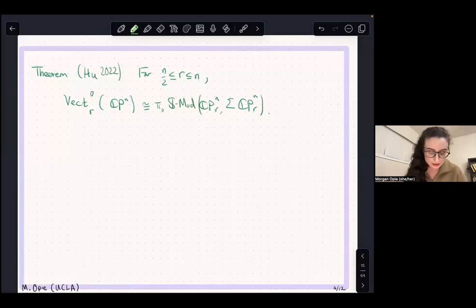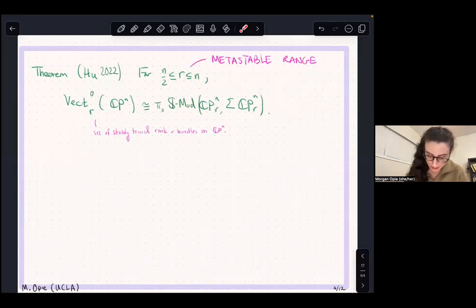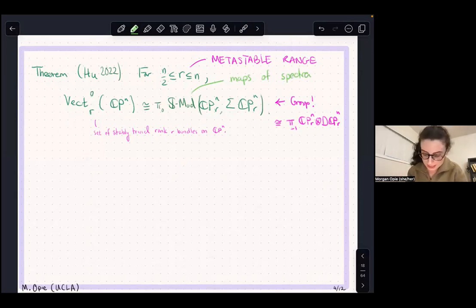And the key tool here is a theorem due to my collaborator, Yang Hu. He gives an identification for the rank of your bundle between half the dimension of your complex projective space and the dimension of the collection of stably trivial rank R bundles on CP^N with stable maps. I didn't actually say what this is. This just means maps of spectra, pi0 of maps in the category of spectra between stunted projective spaces.